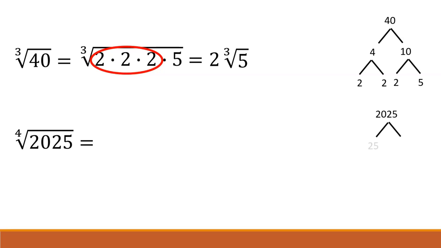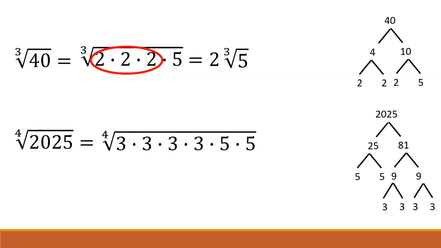Well, first of all, we'll use a factor tree to find the prime factorization of the number. And we can see that 2025 can be rewritten as 3 times 3 times 3 times 3 times 5 times 5. Since we're looking for a fourth root, we can say that the 4 factors of 3 that are under the radical in the radicand can become a 3 in our rewritten radical.